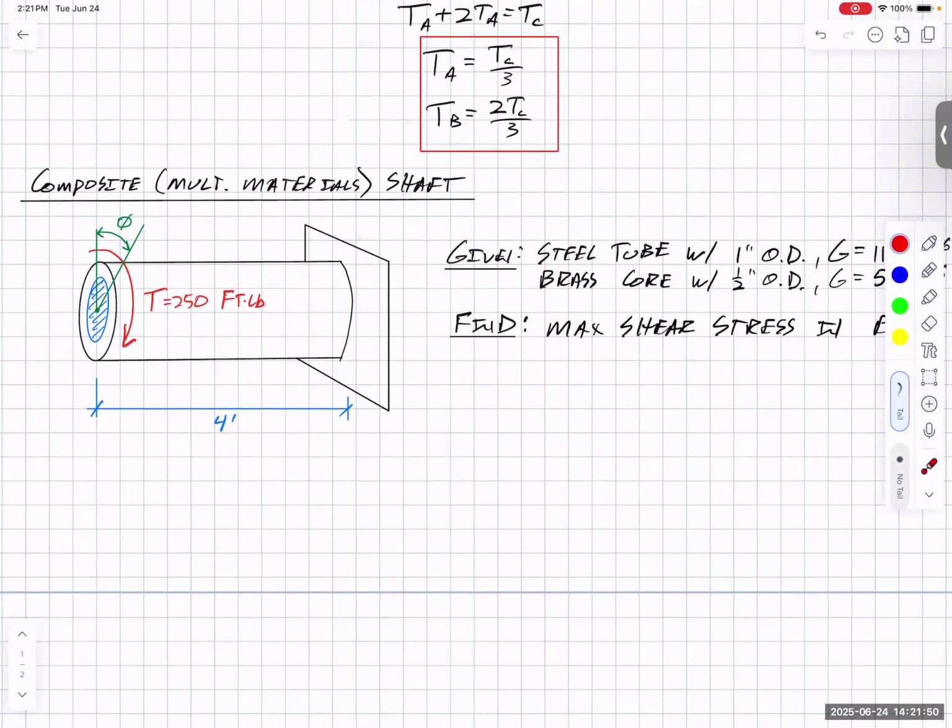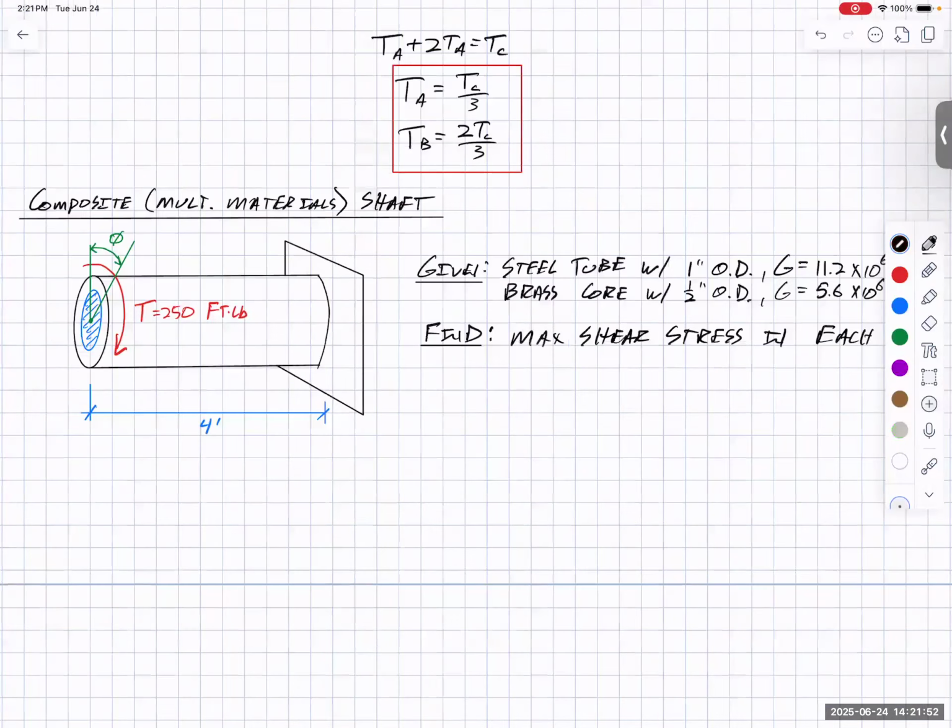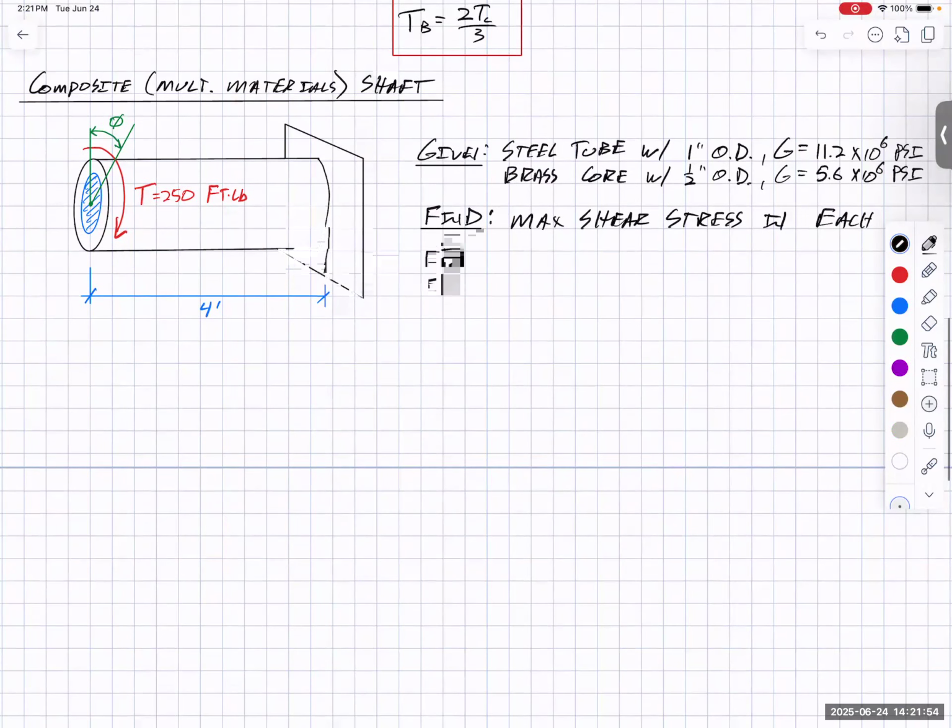So I decided to do a longer drawn out example here where I have a composite shaft. We had an exam problem similar to this with steel and concrete, and we had an axial load. Well, instead of axial, now we're twisting on it, and it's like a cantilevered pipe. So we have a steel tube with a 1-inch outer diameter and a 1/2-inch inner diameter. How do I know 1/2 inch? Because I have a brass core with a 1/2-inch outer diameter.